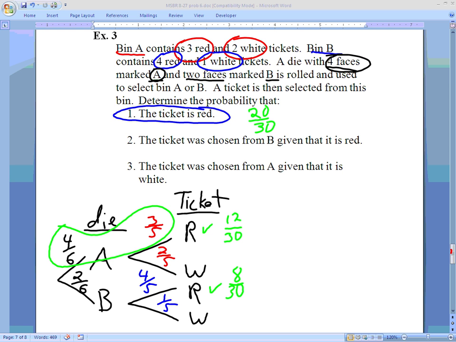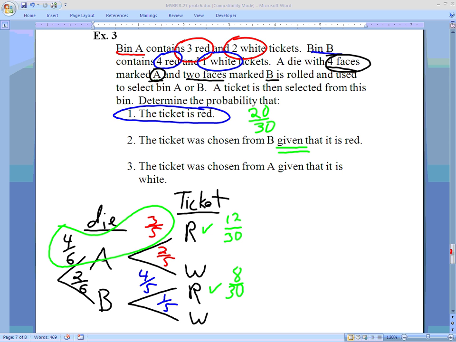Question number 2, which is the last one I'm going to do here. Now it says the ticket was chosen from B given that it's red. Given that it's red. Now you can think about what this means, and that's a very helpful thing to do. So we already know the ticket's red. So you had a red ticket. What's the probability that it came from bin B?